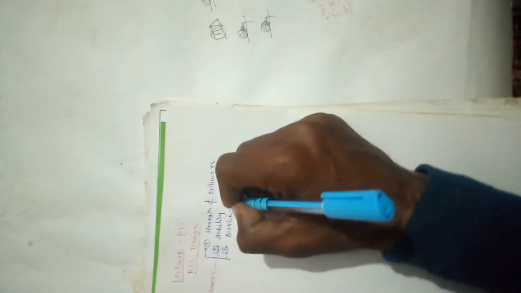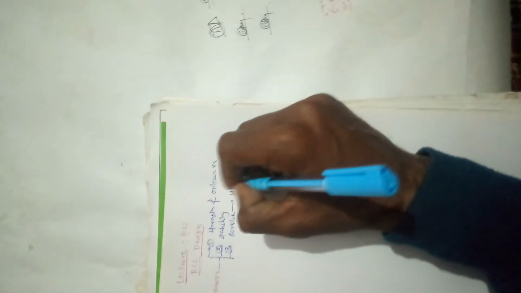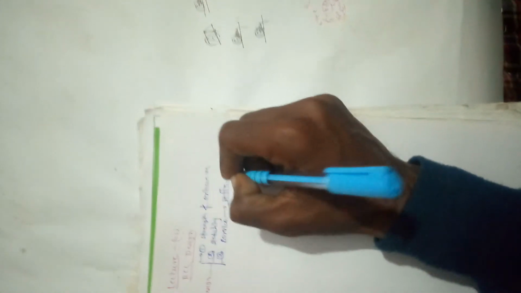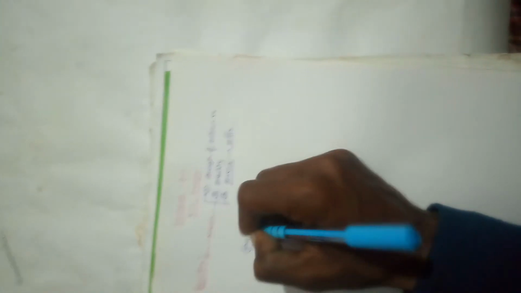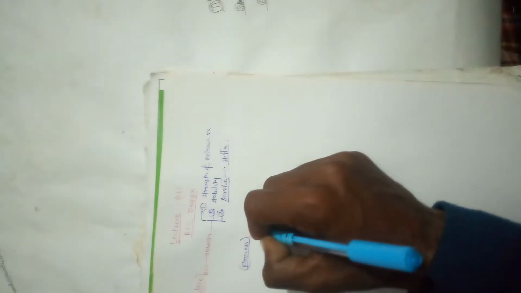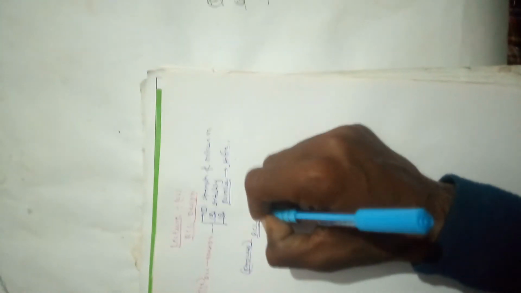Serviceability means stiffness, deflection, etc. The structure should be serviceable. And the next point is the process of RCC construction, meaning designing.